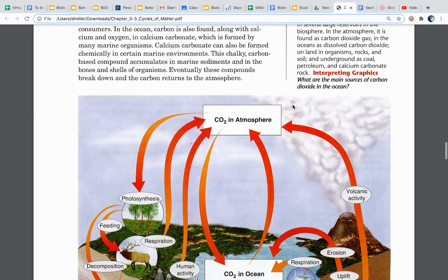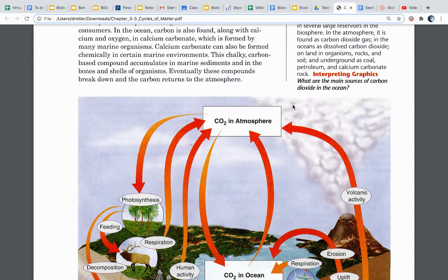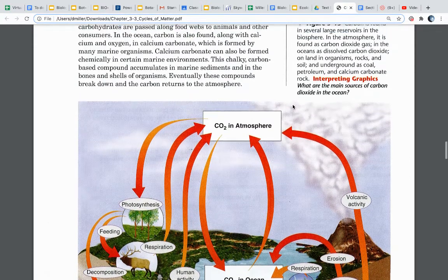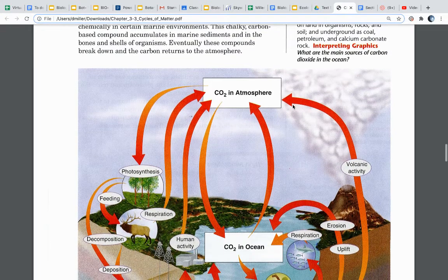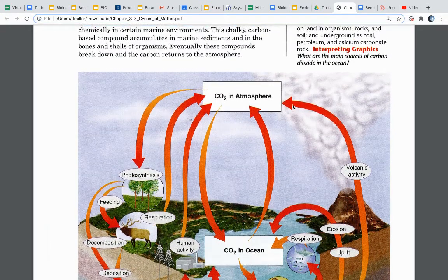In the ocean, carbon is also found along with calcium and oxygen in calcium carbonate, which is formed by many marine organisms. Calcium carbonate can also be formed chemically in certain marine environments. This chalky carbon-based compound accumulates in marine sediments and in the bones and shells of organisms. Eventually, these compounds break down and the carbon returns to the atmosphere.